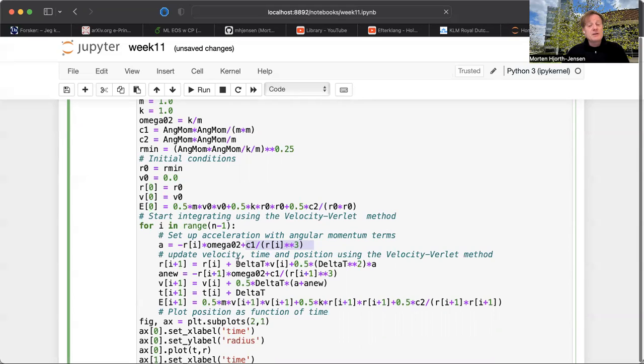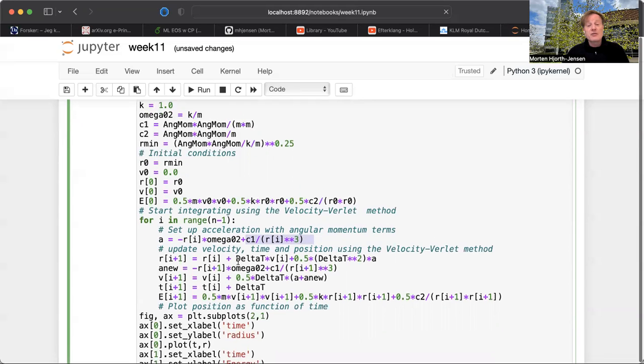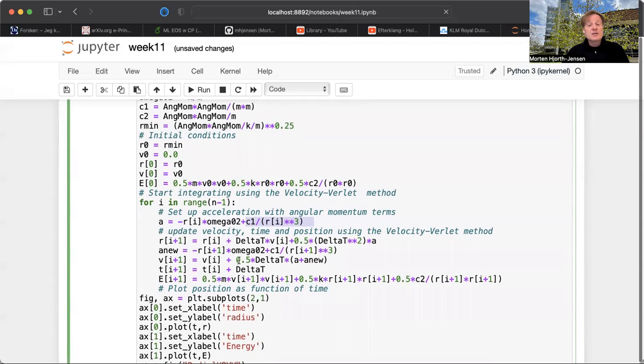Then I update my positions and velocities using the velocity Verlet algorithm. And in this specific case here, when I'm now setting up the total energy, I have to include this additional term, which includes the angular momentum, which is this term which I defined as C2 up here. With that, I can also plot the total energy here and see if that is conserved.